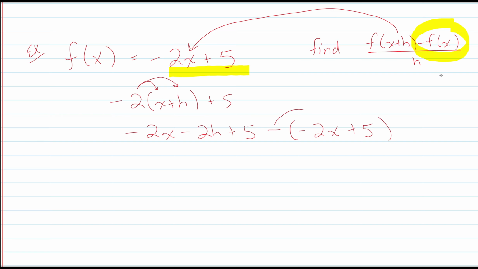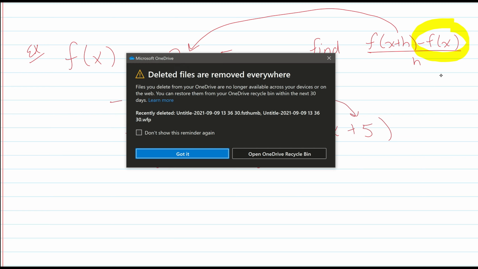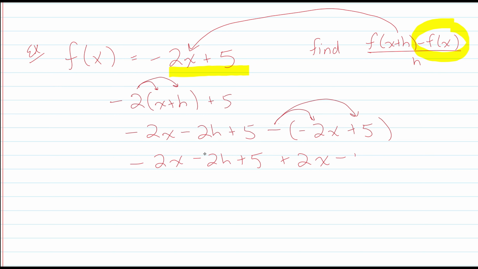So I need to clean that up a bit by distributing, right? Because it's subtracting that whole quantity. So in essence, we can distribute a negative 1 through. So negative 2x minus 2h plus 5. Negative times a negative makes this a positive 2x. Negative times a positive makes this a negative 5.